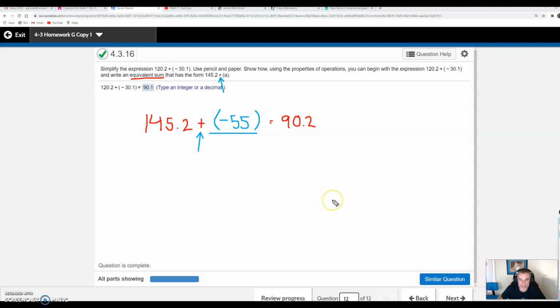I just noticed that they actually don't have an answer box for this. I'm actually done with the question. But a lot of times they'll ask extra questions like this, sort of to provoke your thinking. So I think the goal of this question was just to remind you that subtraction is the same as adding a negative. So I could do 145.2 plus a negative 55, or 145.2 minus 55, and they're both going to equal 90.2.